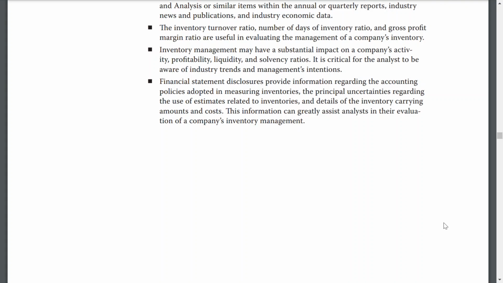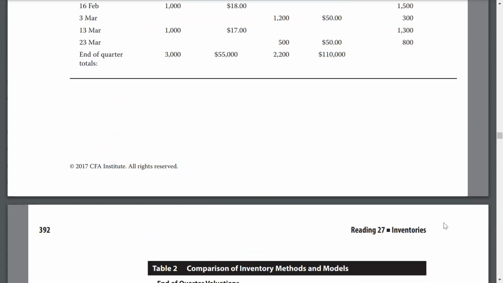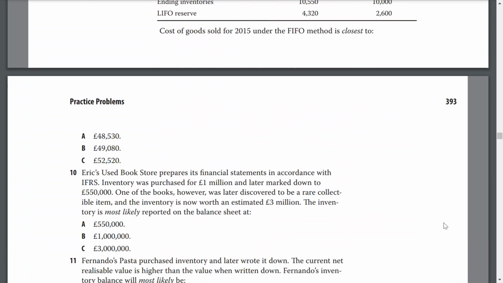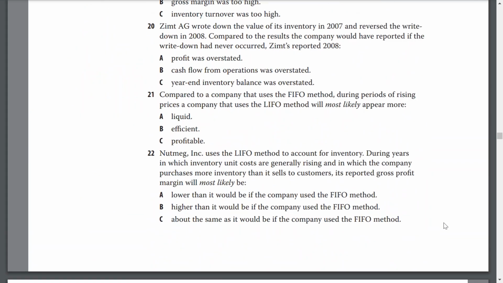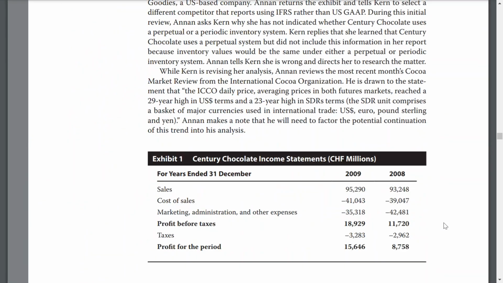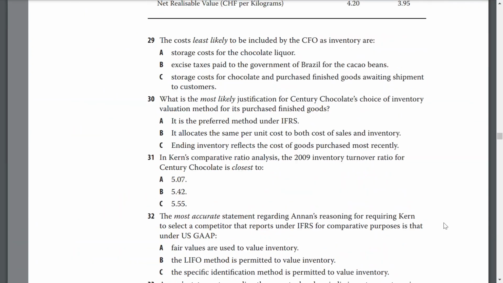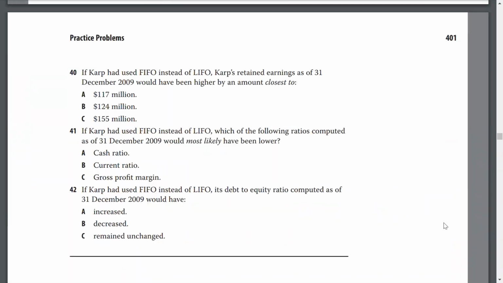Okay, so I think this is reading 27, right? So I have finished reading 27. I hope my readings have been helpful. And we will continue with reading 28 in our next section, still on financial reporting and analysis. And I hope to see you guys there.